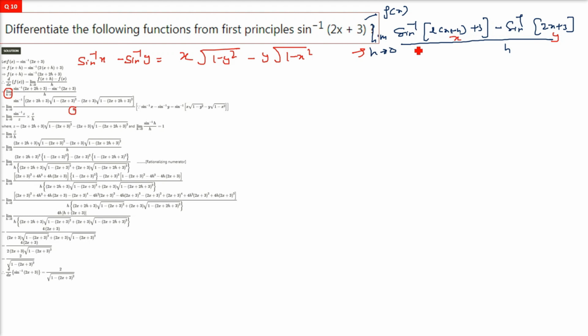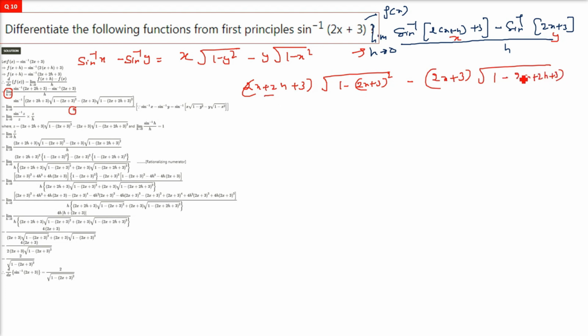So let us take this first term. So we have 2x plus 2h plus 3, and this is the first term. And then we have the second term. Second term was 2x plus 3. So 1 minus 2x plus 3 whole square. Then we have minus y. Y is 2x plus 3, so you write 2x plus 3. And then we have under root 1 minus 2x plus 2h plus 3 whole square.